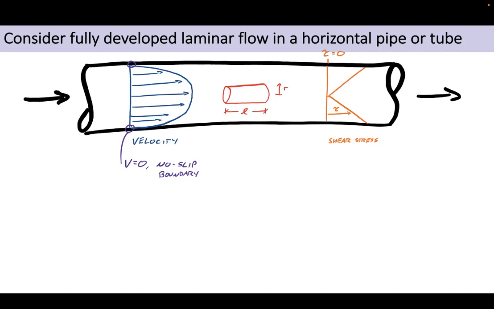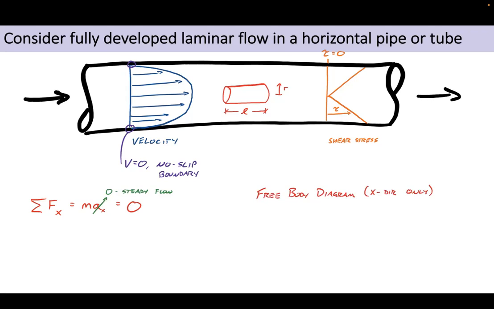So for this derivation, we're going to isolate a small cylinder of fluid in the middle of the pipe, shown in red, radius R and length L. We're going to analyze this by using a sum of the forces in the x direction. And of course, force equals mass times acceleration. But if we're dealing with steady flow, acceleration is 0. So the sum of the forces in the x must be 0.